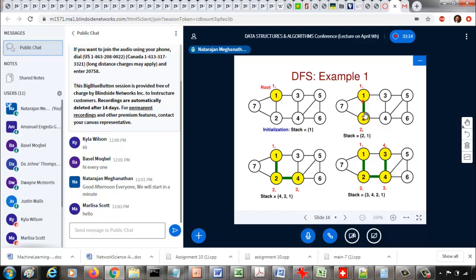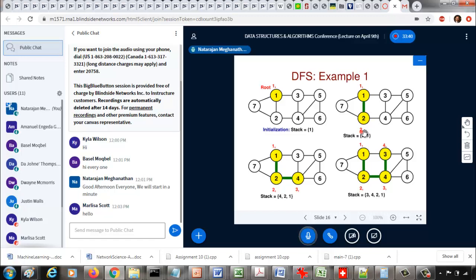When you visit a vertex for the first time, we will call the edge used to visit that vertex a tree edge. And we also push that vertex that we just visited to the stack. So 1 is still in the stack, and we push 2 to the stack. So the top of the stack currently has vertex 2. Now we also set the push order for vertex 2.